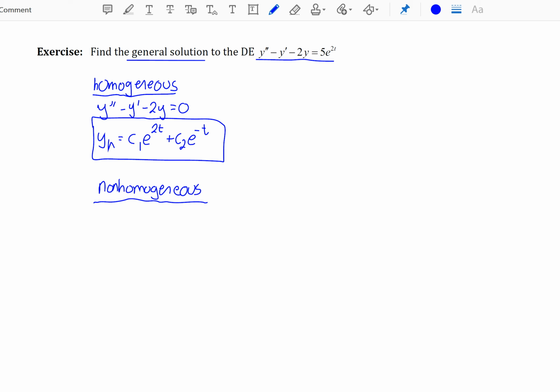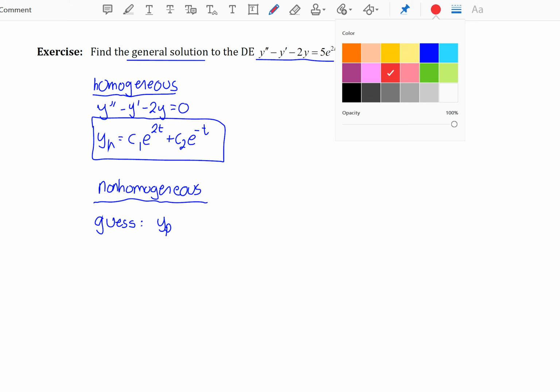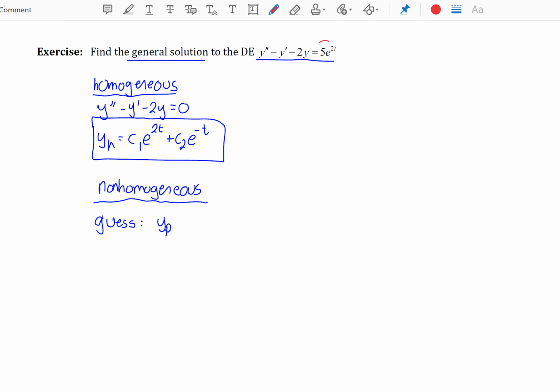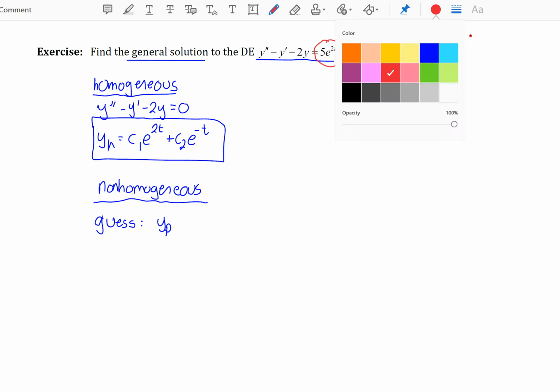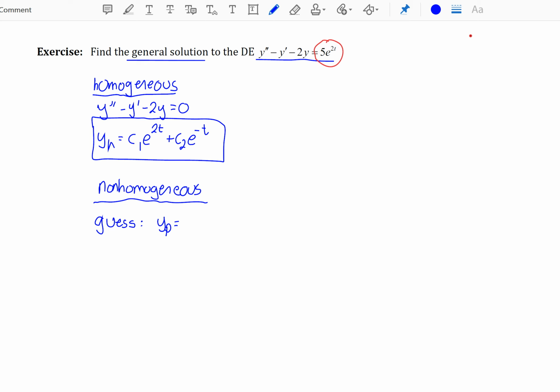Now the non-homogeneous solution. We think about what our guess for yp should look like. And when thinking about your guess for yp, again, you always want to focus on the form of your forcing function. And here our form looks like an exponential, so we'd like to guess, again, an exponential. So I think our first guess should look like a e to the 2t.